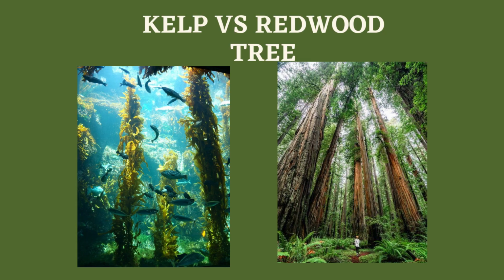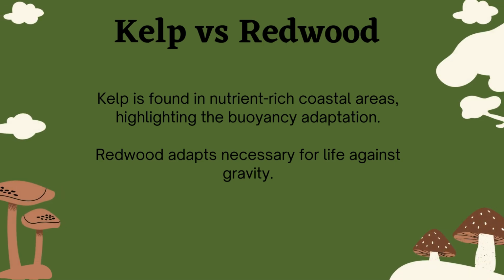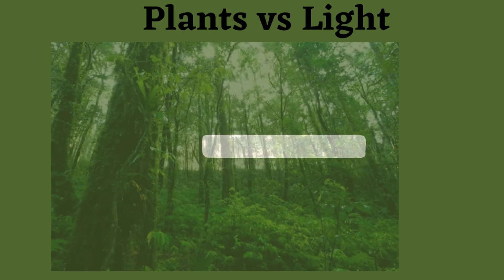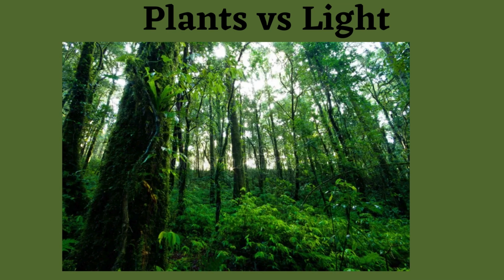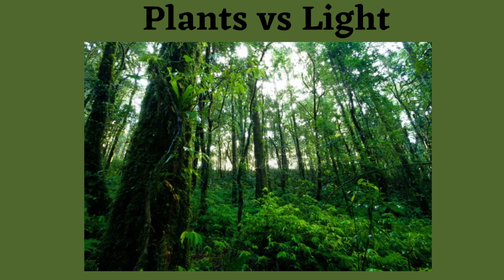On your left, we have the kelp. On your right, with the red, or let's say brown, trunks, are the redwood trees. Now, kelp is found in nutrient-rich coastal areas, highlighting the buoyancy adaptation. Redwood adaptations are necessary for life against gravity. Now, here is a beautiful picture showcasing plants versus light. It's very interesting, isn't it? Look how green and lovely that is. Look how bright it is showing, right?